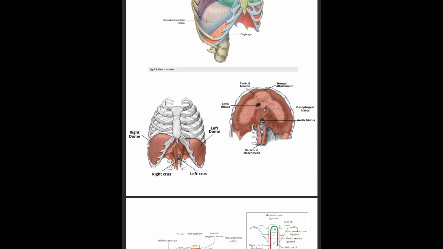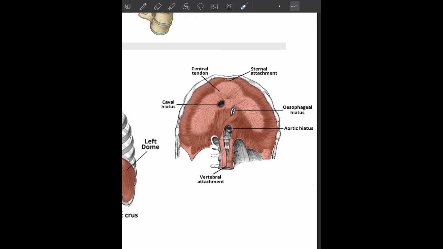Let's discuss the openings of the diaphragm. It is classified into two types, major openings and minor openings. There are three named major openings. First one is the vena cava opening, this one, esophageal opening and aortic opening. Opening or hiatus or foramina, all are synonyms, all are similar words.